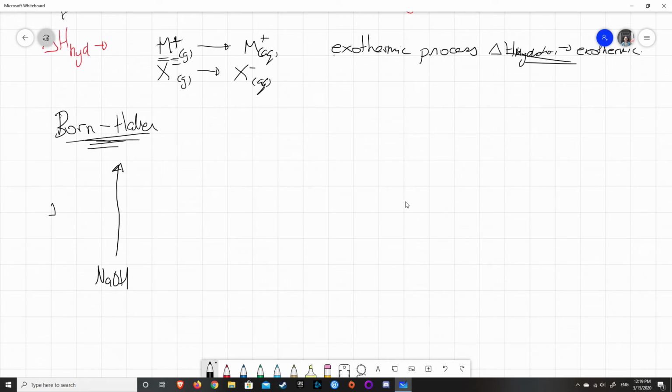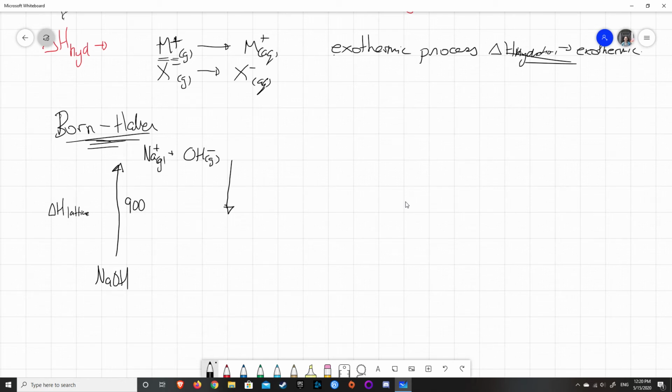It gives us our delta H of lattice enthalpy. So remember, lattice enthalpy is breaking up an ionic solid into its ions in the gas phase, Na plus and OH minus. This is gas phase and gas phase. And then we've got a few more. So basically, it gives us this arrow down here. So delta H of lattice is 900 kilojoules per mole.